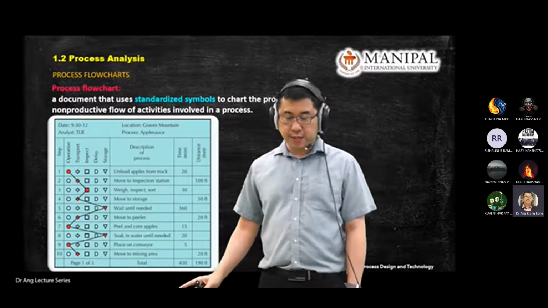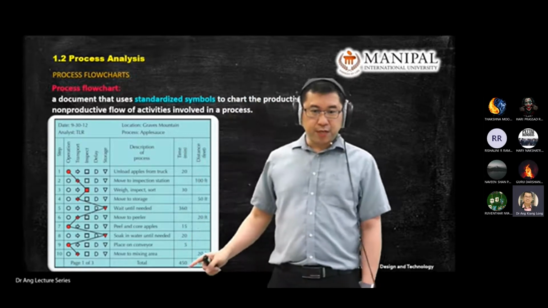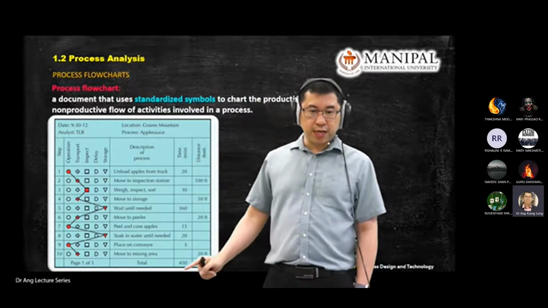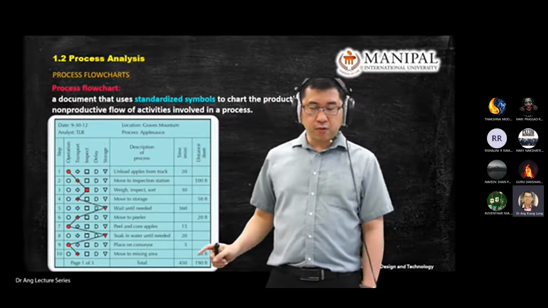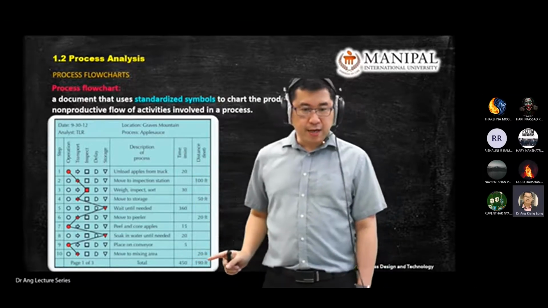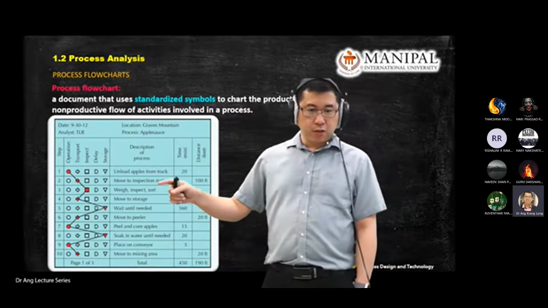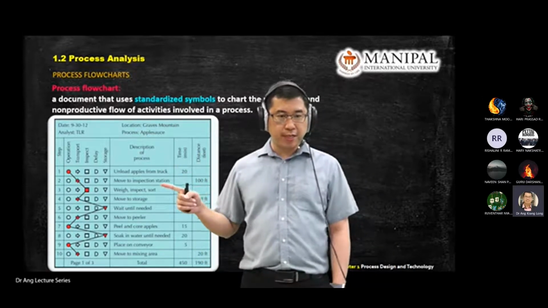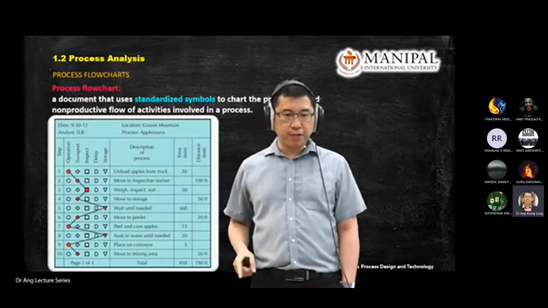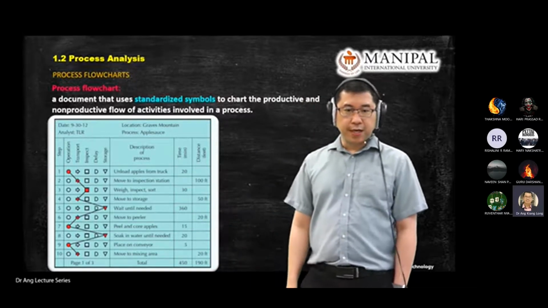The total process will take about 450 minutes from the first process to the last process. And the total distance traveled will be 190 feet. Okay, so from the flowchart, you can know what the process is, what the flow in the process is from the first process until the last process.